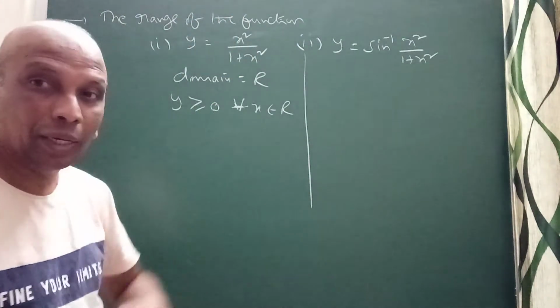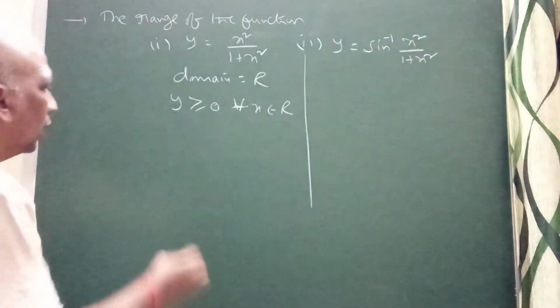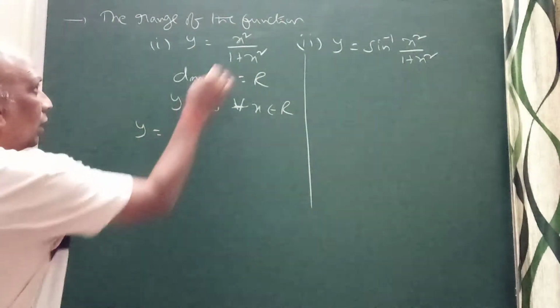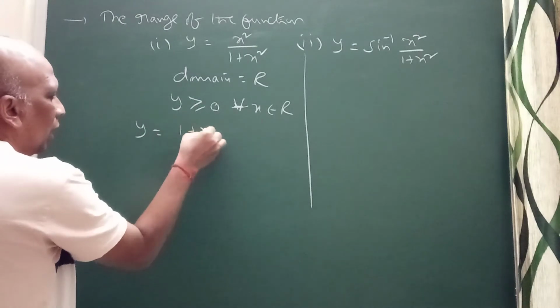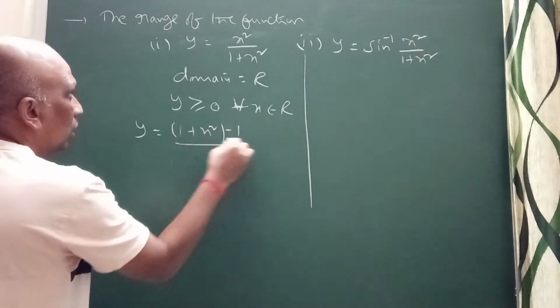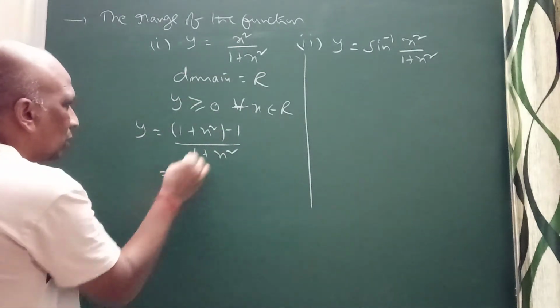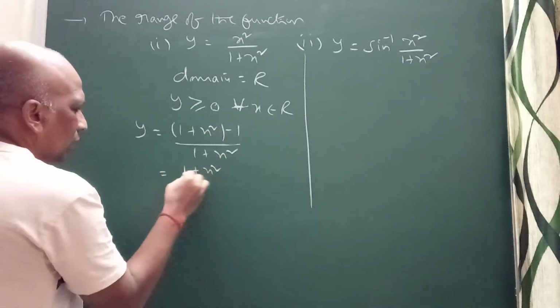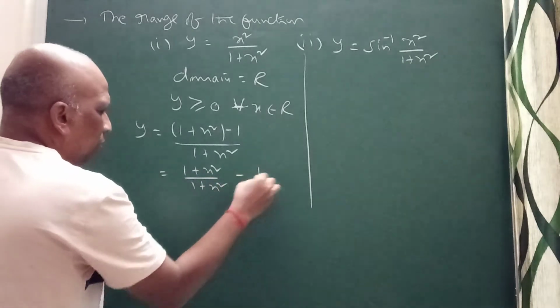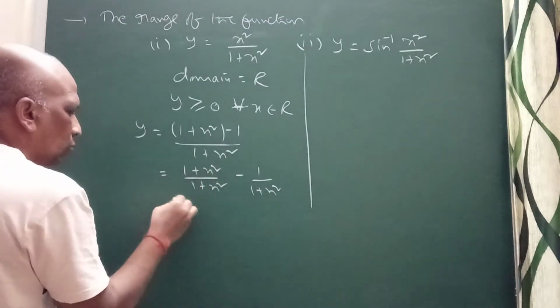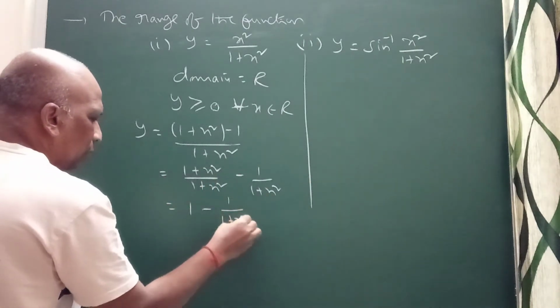Up to what value can I consider? So you can think about this one. Can I write this one? y is equal to x²/(1 + x²). Add 1, subtract 1. You can split this: (1 + x² − 1)/(1 + x²), that is (1 + x²)/(1 + x²) − 1/(1 + x²). This is 1 − 1/(1 + x²).